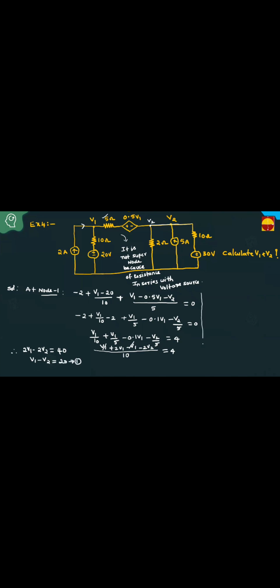Now apply nodal analysis at node 2. At node 2, students, you write V2 by 2, current is entering now, minus 5. V2 minus 30 by 10 plus this one. V2 minus, here negative to positive, from V2 as reference, negative to positive, V2 plus 0.5 V1. Negative to positive means positive. V2 plus 0.5 V1 minus V1 by how much resistance?